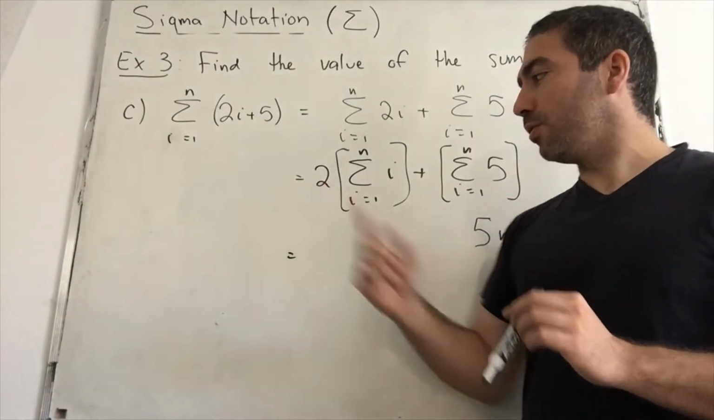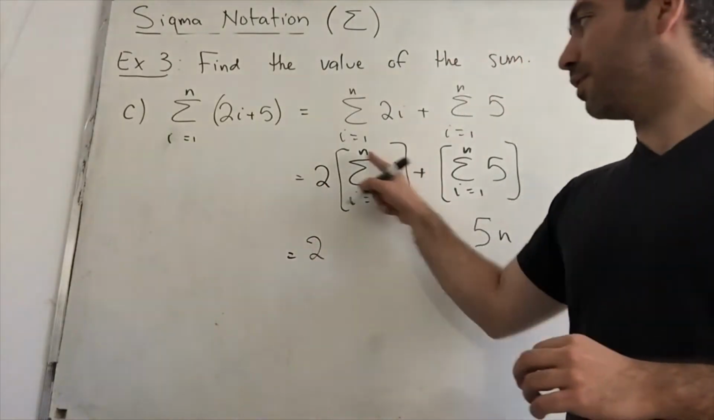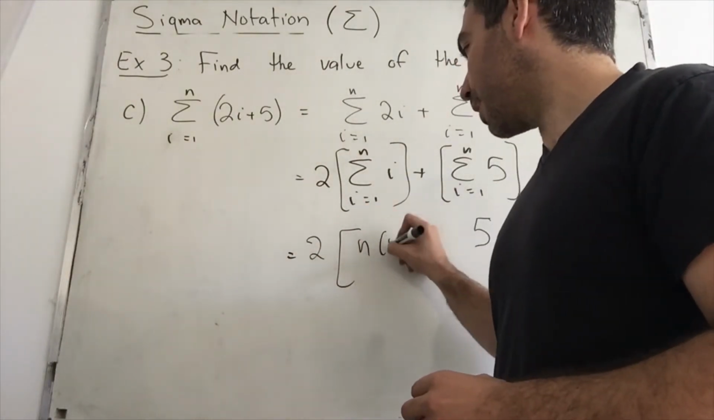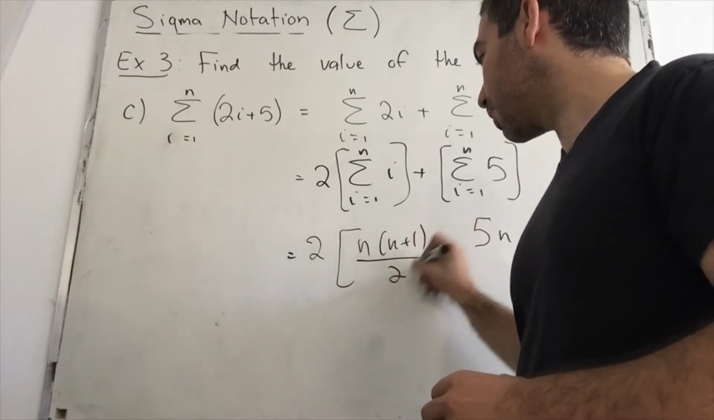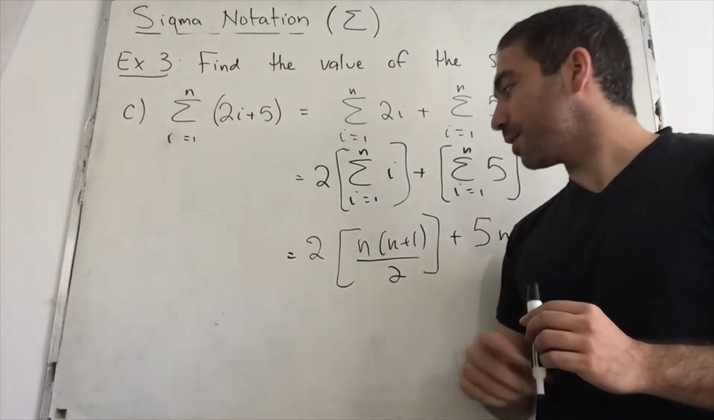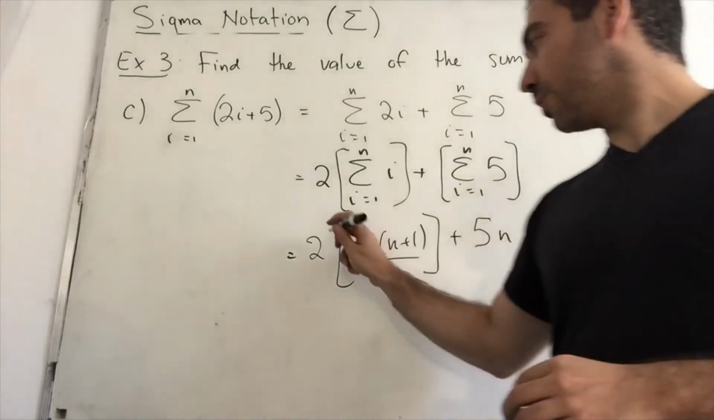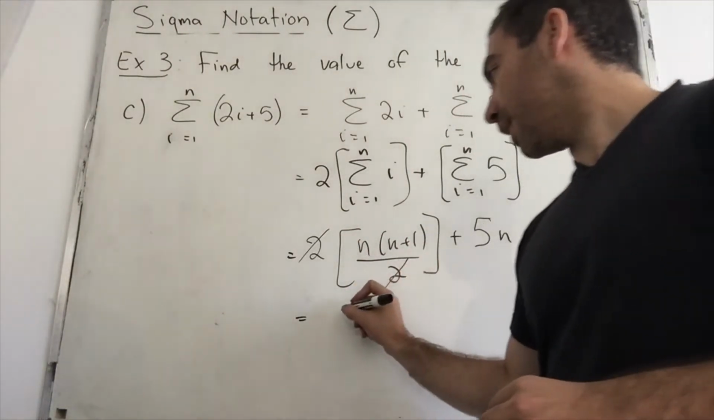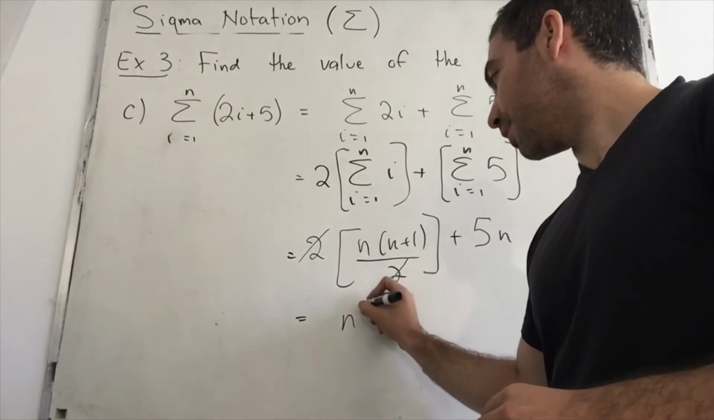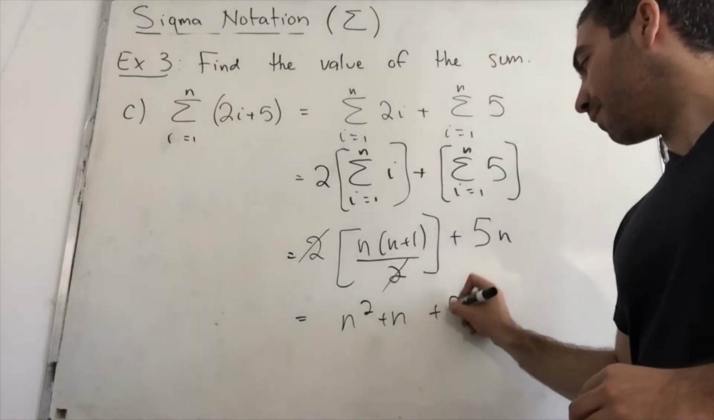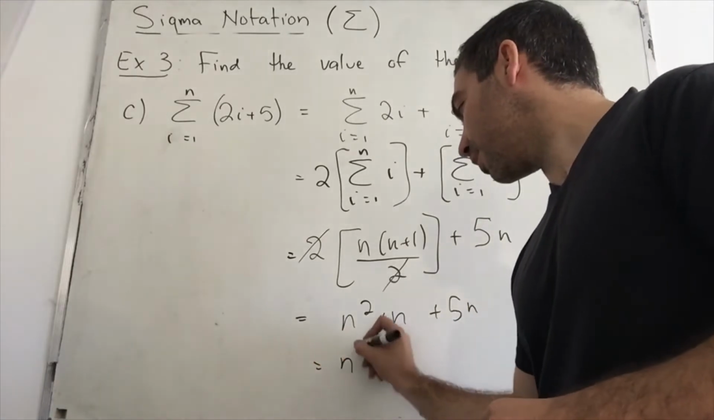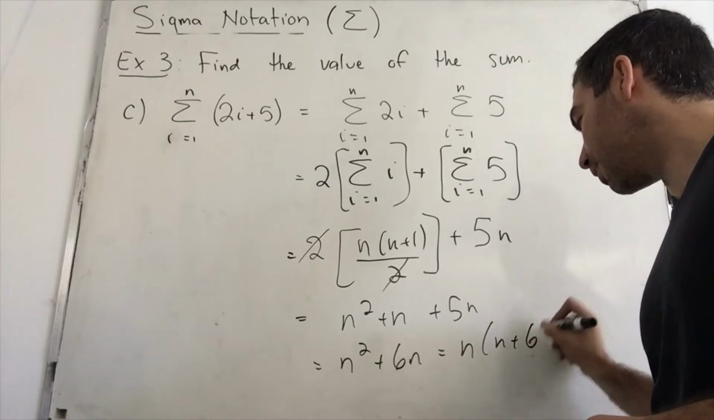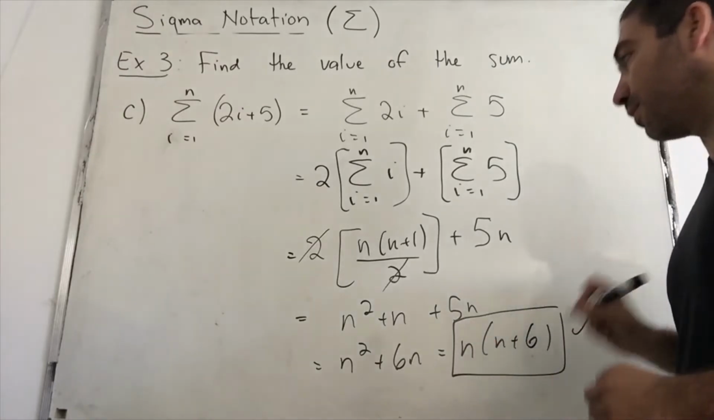And this piece here, the 2 is a constant, so we'll leave it. But the summation from 1 to n of i, we know, is the formula n times (n plus 1) divided by 2. So we're expressing it solely in terms of n's. There's no i's anymore, there's no summations. And now we know the 2's cancel here, and we're left with n times (n plus 1), giving us n squared plus n plus 5n. This is n squared plus 6n, which we could write as n times (n plus 6). And this is our final answer.